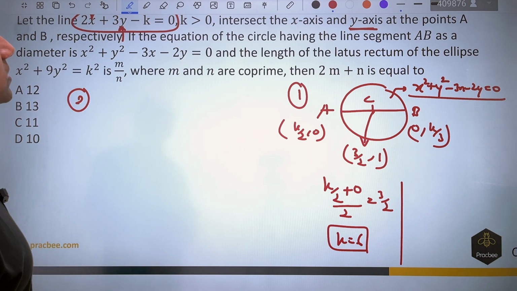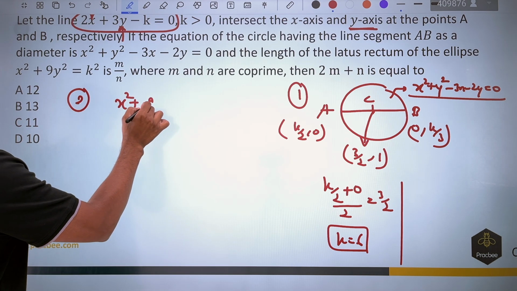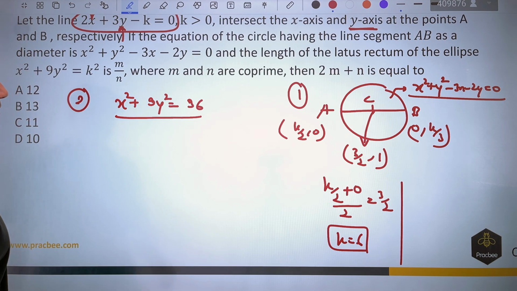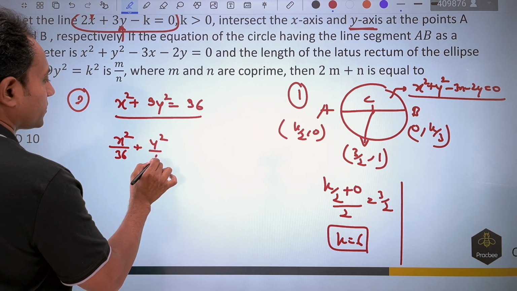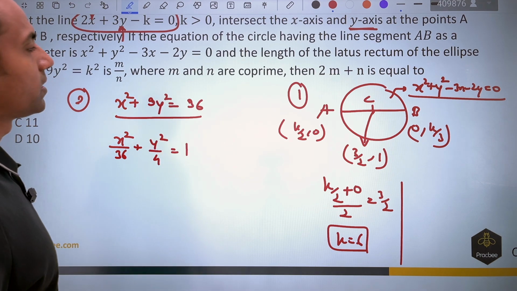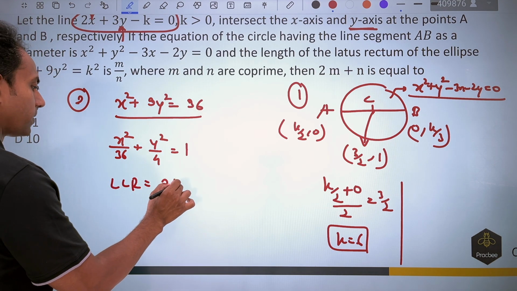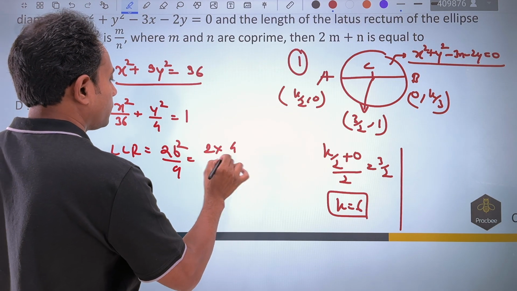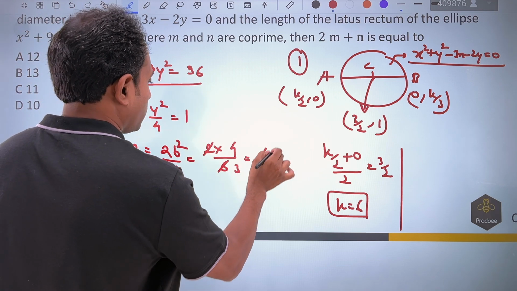Now the question says that you have been given an ellipse that looks like this: x square plus 9y square equals k square, which will become 36 because k is 6. So this becomes x square by 36 plus y square by 4 equal to 1. The length of the latus rectum is m by n. So the length of the latus rectum will become 2b square by a. If I substitute the values, this becomes 2 into 4 by 6.